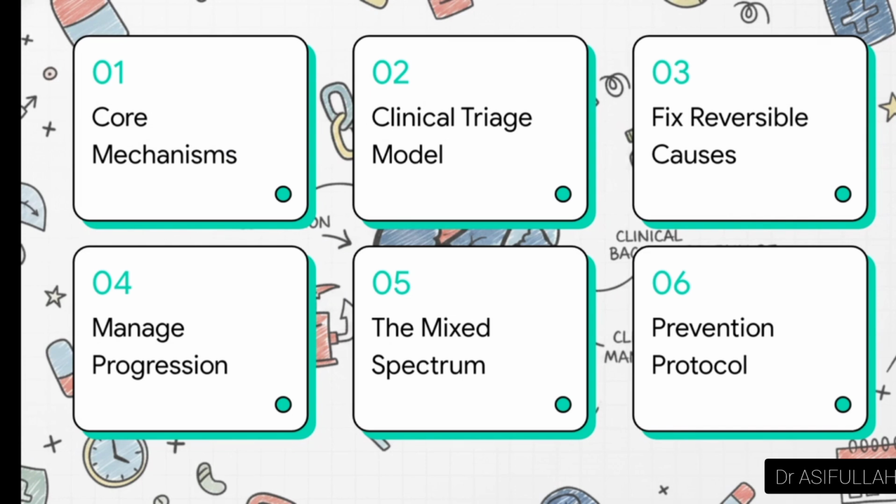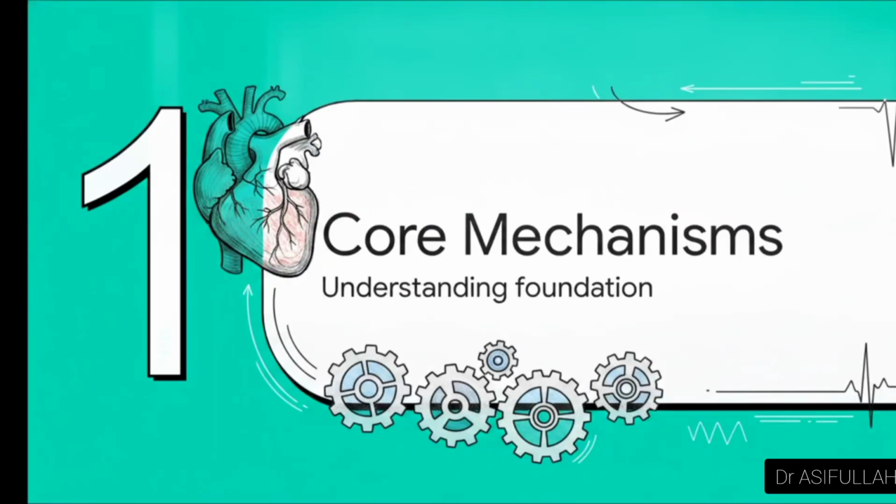So here is our roadmap for today. We'll start with the core mechanisms of failure, move right into the clinical triage model, talk about fixing reversible causes, managing progressive diseases, exploring the mixed spectrum, and then we'll wrap it all up with a solid prevention protocol.